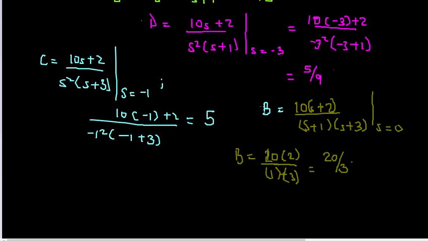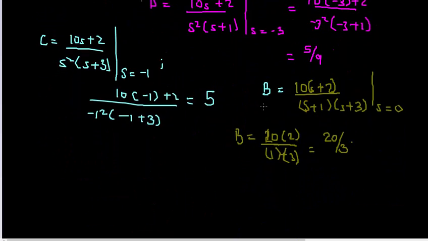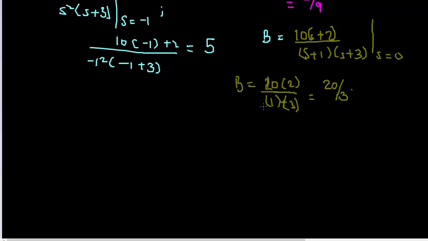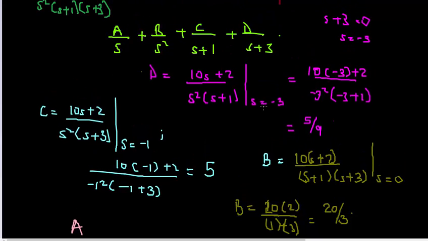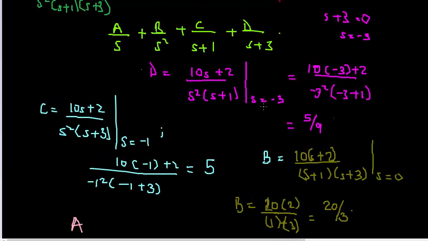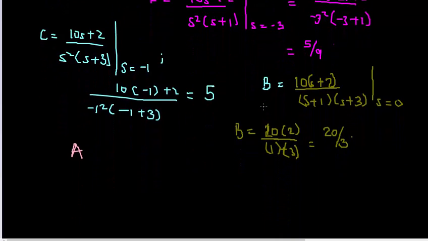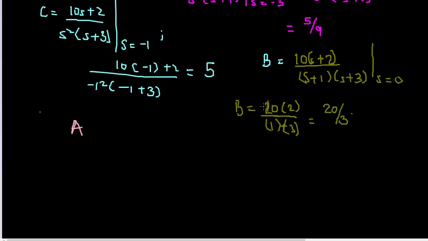Now A is the trickiest part. The rest are quite easy and direct. Now to calculate A, let's look at A. The denominator of A is s. If you decide to do it like the way you've done the rest and put 0, you'll be getting an undefined solution, which is not supposed to be. Now what do I do here? Let's just watch very carefully.